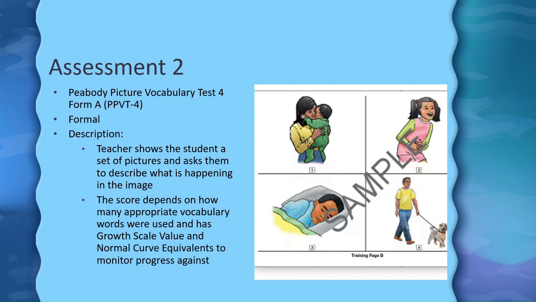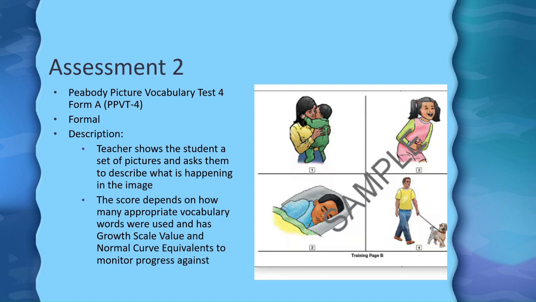For our second assessment, this is a formal assessment. We have the Peabody Picture Vocabulary Test. In this one, the teacher will show a student a set of pictures and then ask them to describe what is happening. On the right, we have a sample of what that would look like. And the score depends on how many appropriate vocabulary words are used.